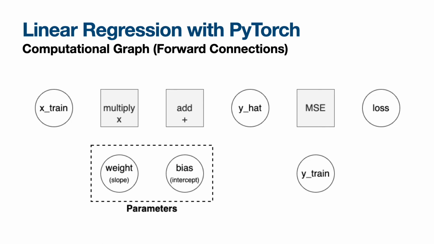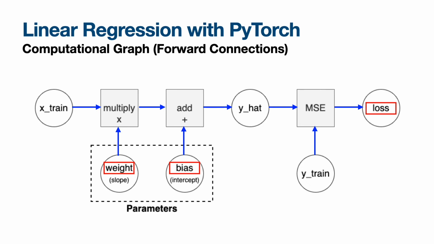To understand backpropagation, we need to know a computational graph. In the feed-forward computation, we multiply x_train by the weight and then add the bias. After that, the MSE loss function calculates the loss using y_hat and y_train. As a result, the chain of computations forms a computational graph. Given the loss value, we want to calculate the partial derivatives with respect to the weight and bias. Therefore, we also need a backward connection in the computational graph.